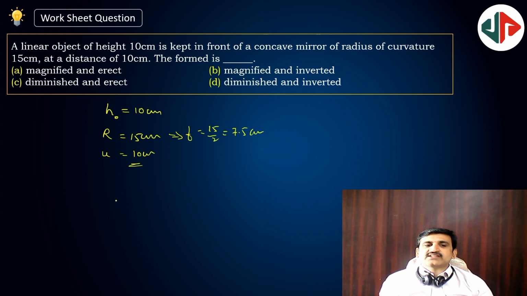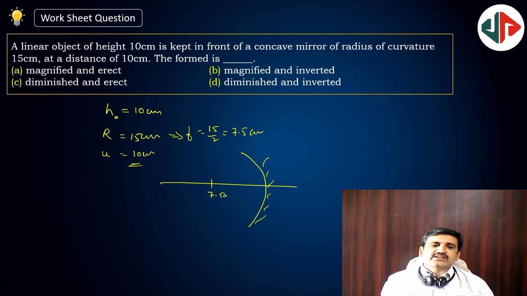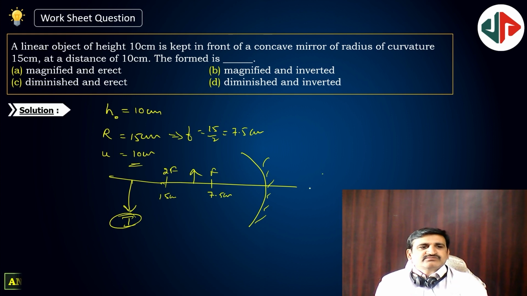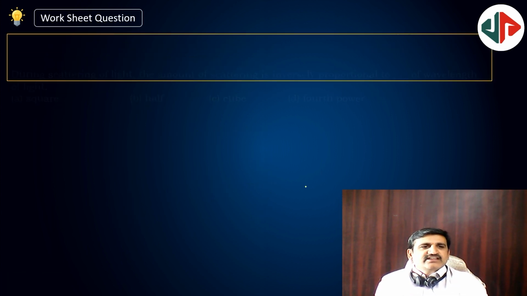And the object is placed at 10. That means it is concave and its focal length is 7.5 centimeters, and 2F will be 15 centimeters. The object is at 10, which means it is in between F and 2F. So the image will be beyond 2F. So it is magnified, inverted and real. Option B. Magnified, inverted and real. Next.